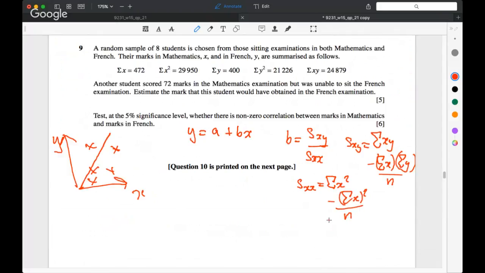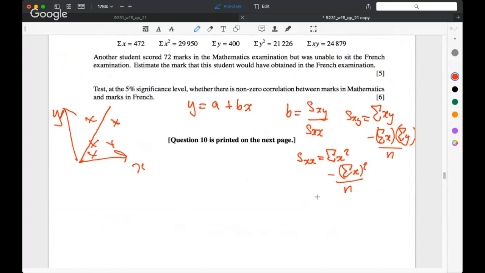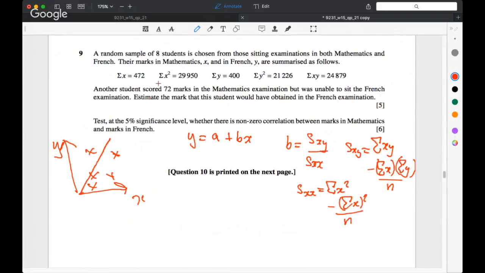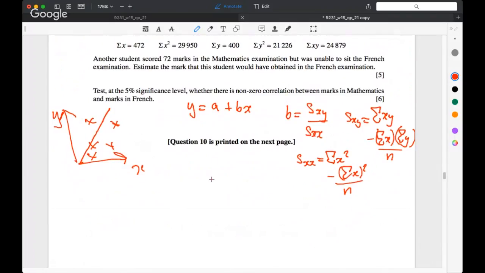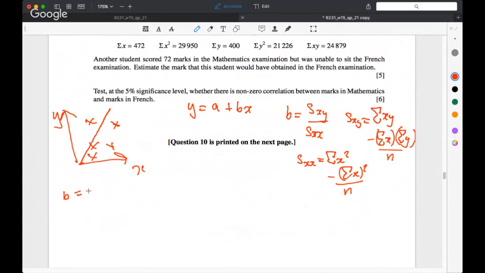Over N. And so you just use these values they've given you here. Make sure you divide by 8, not 9. There's only 8 students. The 9th student doesn't have any data yet. That's what you're trying to figure out. And so you figure out the SXY and the SXX values, and then you get B by taking the ratio, and you should get something like 0.608.